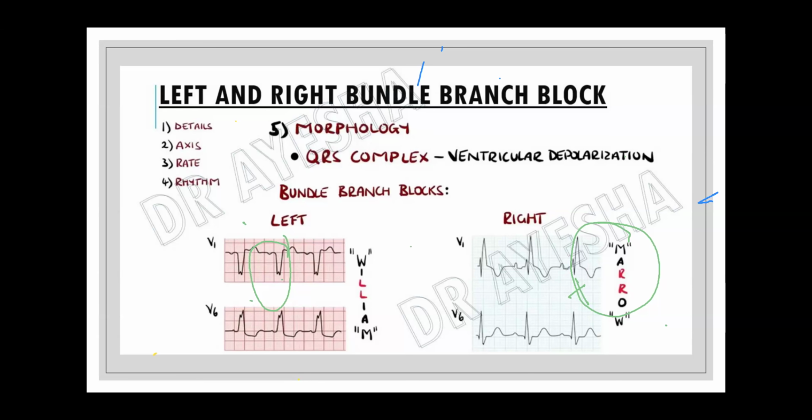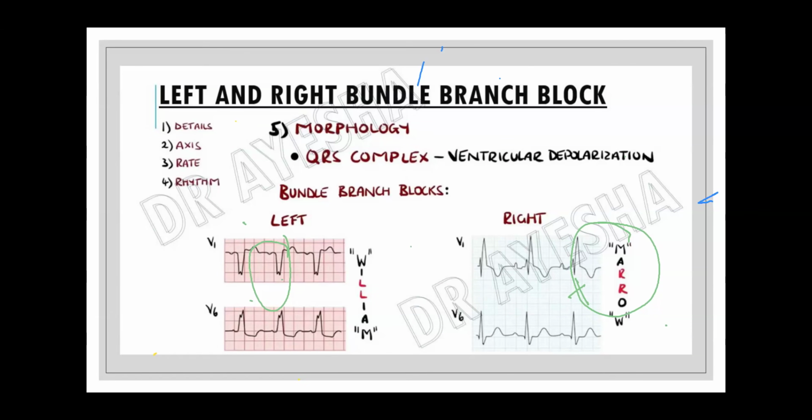So it shows that it is left bundle branch block. Remember the word William: V, W. So start from W. You have a W-like pattern in V1. You can see a clear-cut W pattern in V1, and an M pattern is going to be in V6. The word to remember for left bundle branch block is William.